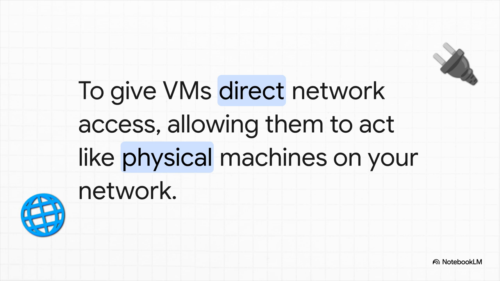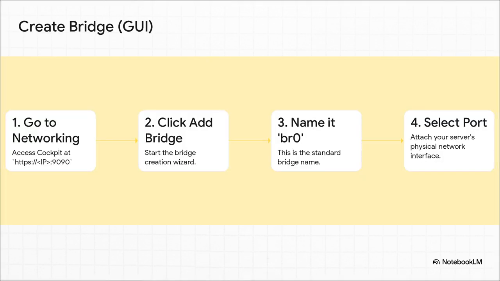We want them to get their own IP addresses from our router, be seen by other machines, the whole shebang. A bridge makes that happen. And honestly, the easiest way to do this is right inside that Cockpit web interface we just installed. You just cruise over to the networking section, click Add Bridge, give it a simple name like BR0, and then tell it which of your server's physical network ports to use. That's it. A few clicks and you're done.